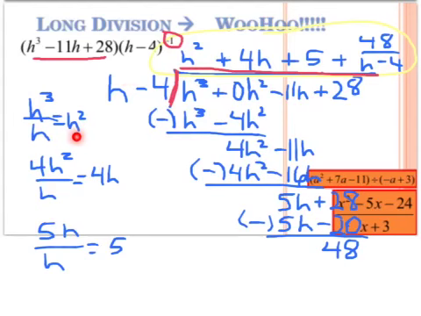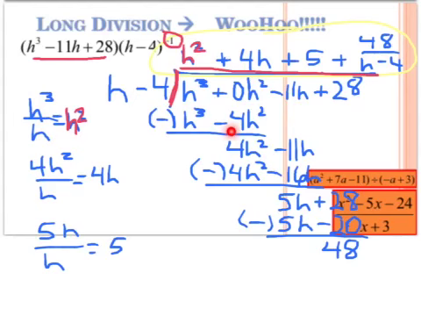So I'm going to highlight that in red. So h squared is going to go in our answer portion right there. You take the h squared and you multiply it by the h out here in front, and you get h cubed. h squared times h is h cubed, and h squared times -4 is -4h squared, which we put right here.